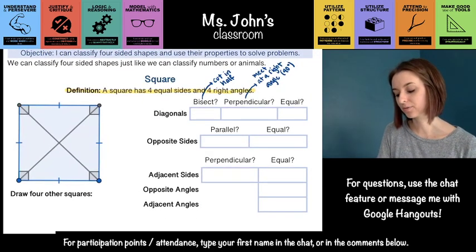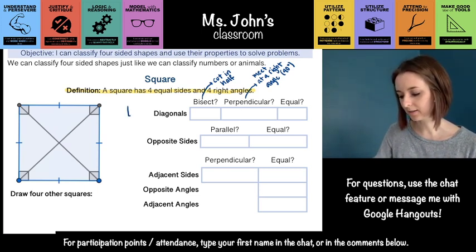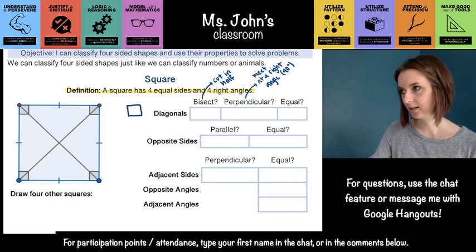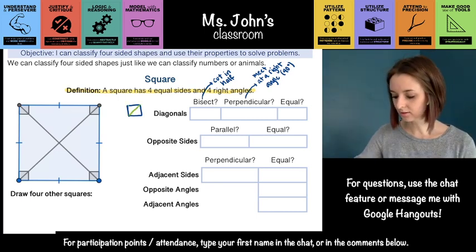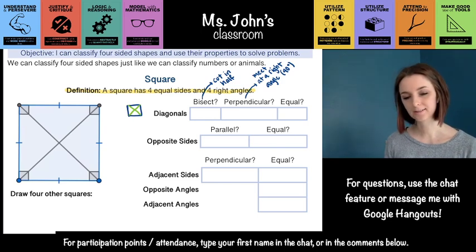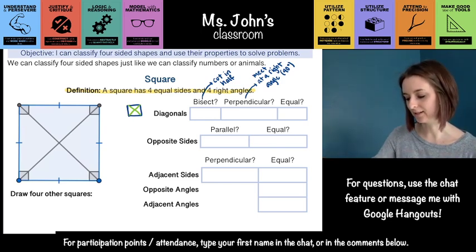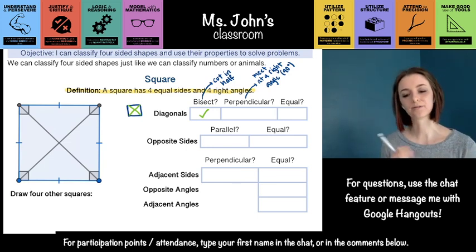And then we're going to talk about the diagonals of this square. I'm drawing a little picture to make sure we know what we're talking about in this row of our table. The diagonals are the two lines that go diagonal across the middle of the square. And those two lines in a square, if it meets the definition requirements, do bisect each other, meaning that those two diagonals cut each other in half.